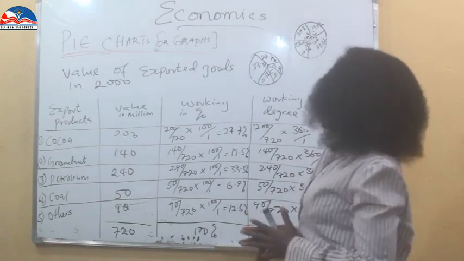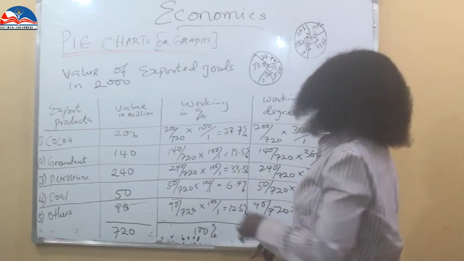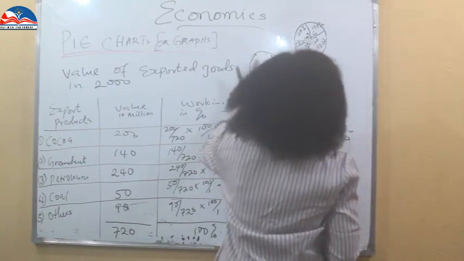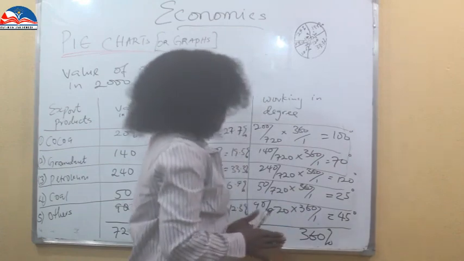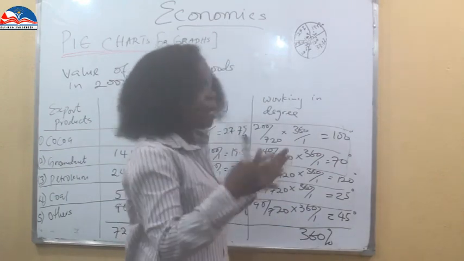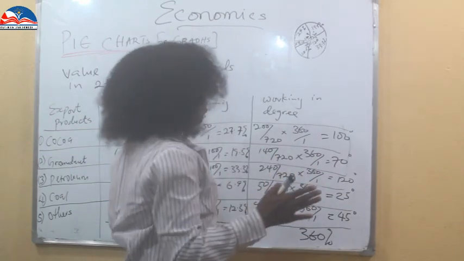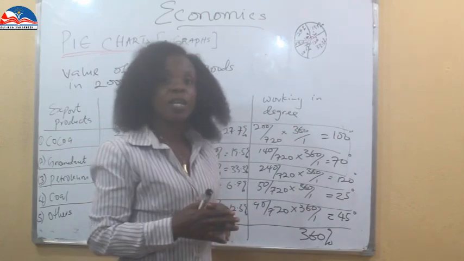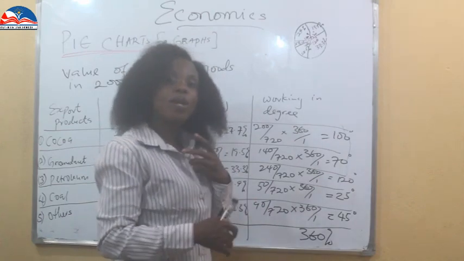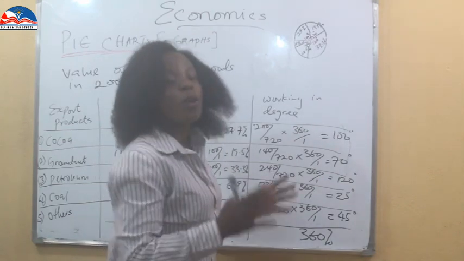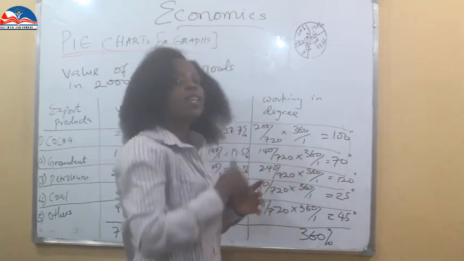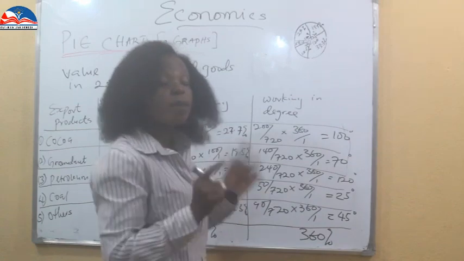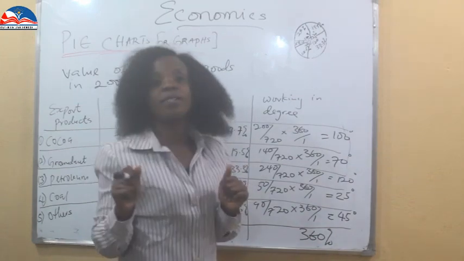But if you are asked to work it in degree, we are going to see how we're going to put this working in degree. How do we put this working in degree? This is for percentage. It's just a similar thing you're going to do. The only difference is, instead of working with your 100, which is percentage, you are working with your 360 degrees, which is the sum total of a circle. The sum total of a circle, 360 degrees.